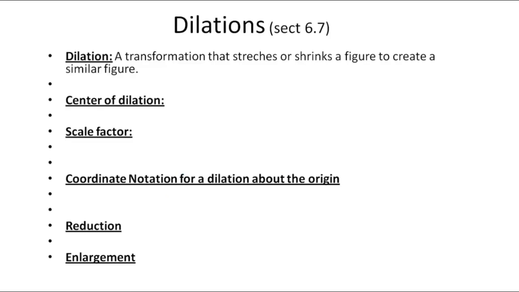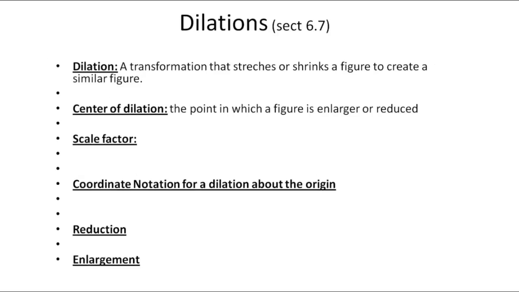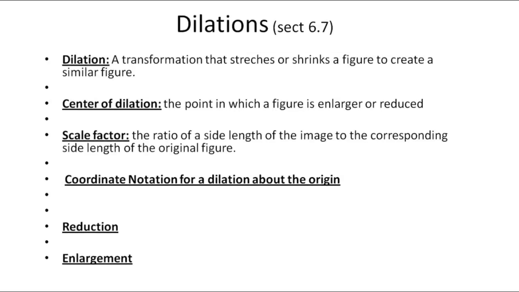Okay, moving right along on to dilations. A dilation is a transformation that stretches or shrinks a figure to create a similar figure. The center of dilation is the point in which a figure is enlarged or reduced. We're going to look at them about the origin. Scale factor. We've had a little bit of issues with this in the last section we did on similarity. This is where the book truly defines scale factor, the way your end of course will look at it. It is the ratio of the side length of the image to the corresponding side length of the original figure.